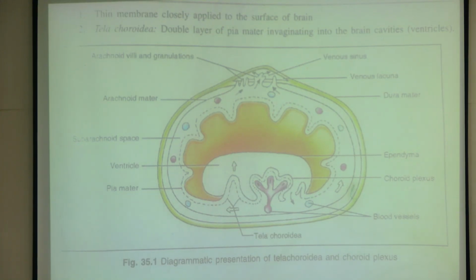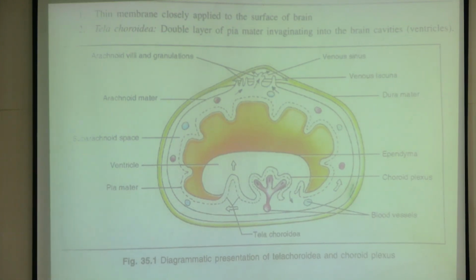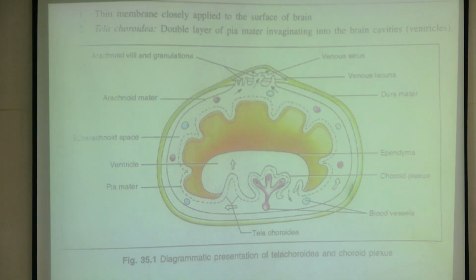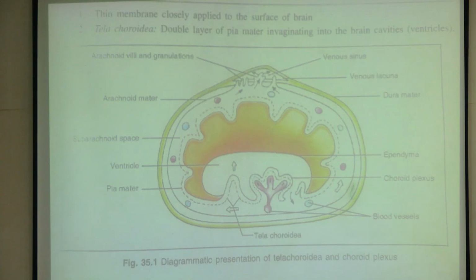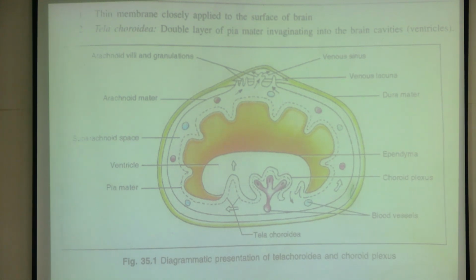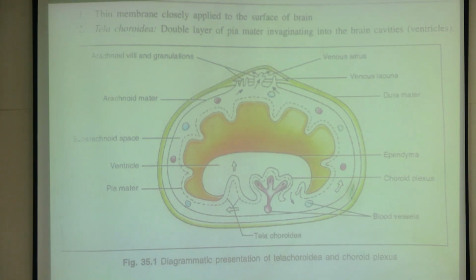Why is the choroid plexus important? It is the choroid plexus which forms the CSF. If you are asked from where the CSF is coming, it is the choroid plexus. How is it formed? It is the venous plexus covered by two layers, ependyma as well as Pia Mater. They form a single layer and surround this venous plexus. From this choroid plexus, CSF is formed. After forming, CSF is not a static fluid, it is circulating.